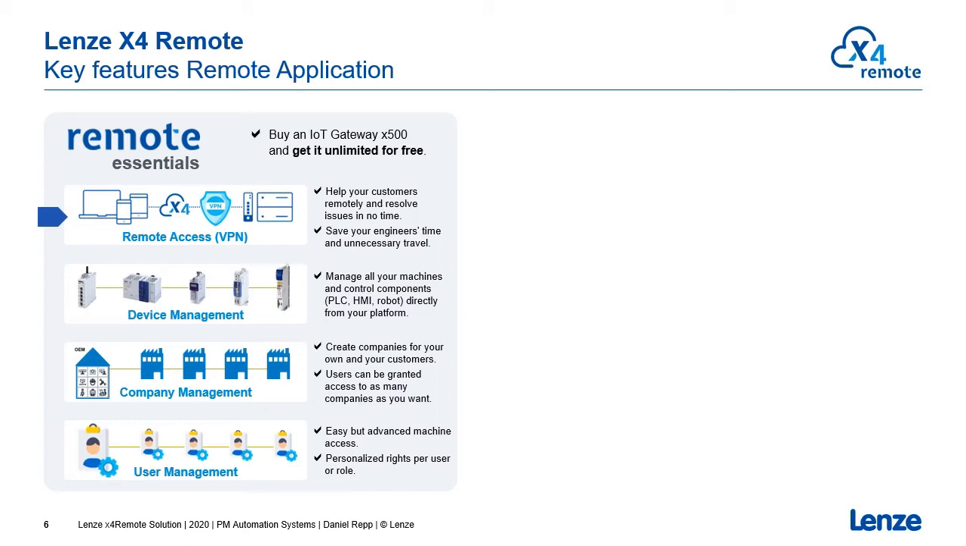It's a very secure solution we have here, including two-factor authentication and all these additional safety measures, and you get complete device management, so you can manage the whole equipment on the machine. You can also manage different companies, so you get company management, and then of course for each company you have set up, you're selling to different end users. You also have, for each company, detailed user management, and all this is part of the Remote Essentials package, which comes as part of the hardware, the IoT Gateway X500, as we call it.